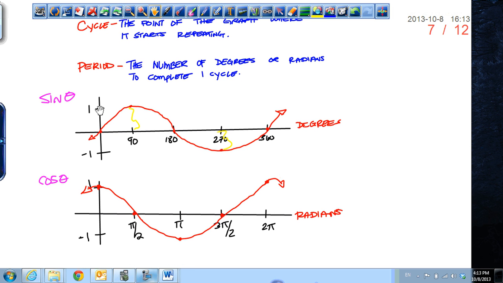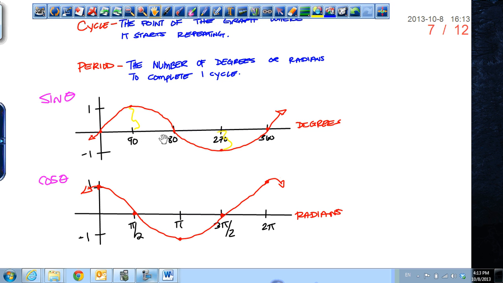Here I have the two graphs, sine of theta and cosine of theta. I have the sine one in degrees, cosine in radians. It doesn't matter. The sine one could have been in radians, cosine could have been in degrees. I'm just showing you the different variety of what the graph could look like, especially for tonight's homework. The amplitude is 1 on both of them. The only real difference is that sine starts at 0, 0, and here the y-intercept is 1 for cosine.